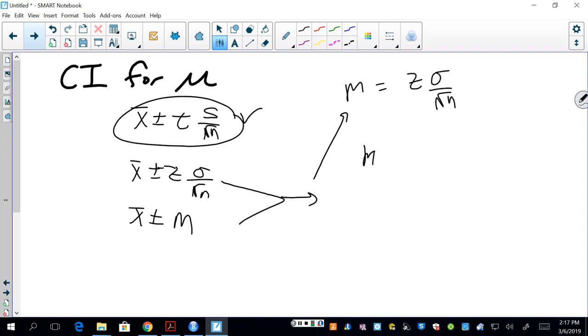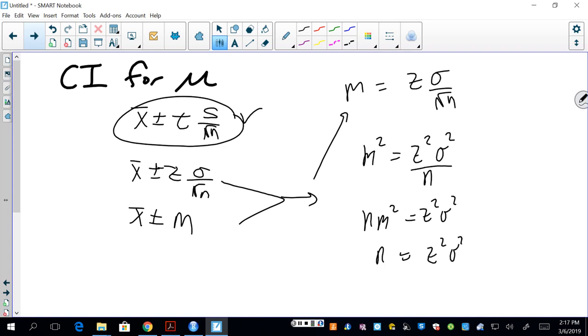So if we square both sides again, the square root goes away. We multiply both sides by n. So you get n squared equals z squared sigma squared. We just divide both sides by the margin squared. N is z squared sigma squared over m squared.